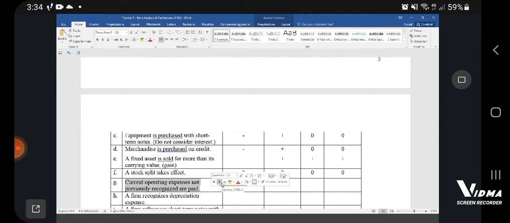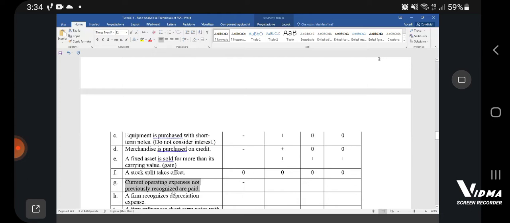Current operating expenses not previously recognized are paid. Basically, we are using cash to pay this expenditure. If we diminish the cash amount, we are decreasing the value of the current ratio, right? So we are paying less cash, less current assets, a lower value of the current ratio.